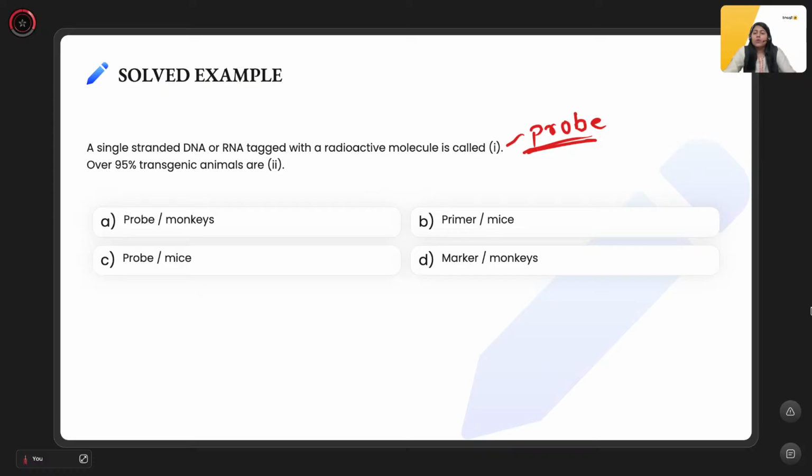Okay. Now, over 95% of transgenic animals are, what are transgenic animals? Transgenic animals are also called genetically modified animals, and they have had their DNA manipulated to express a foreign gene. And most of the transgenic animals are mice. Okay. So your first one is going to be probe and your second one is going to be mice. So probe and mice, option C is going to be your correct answer.